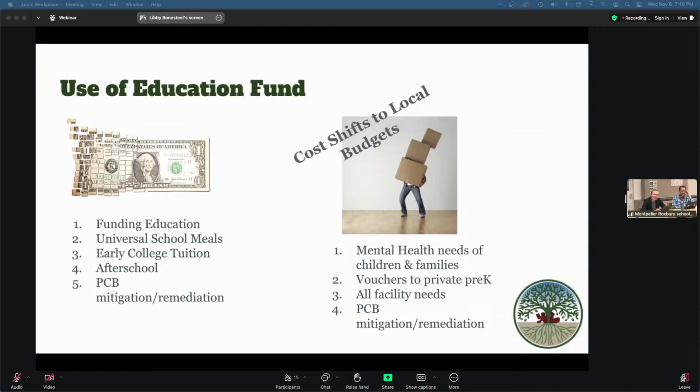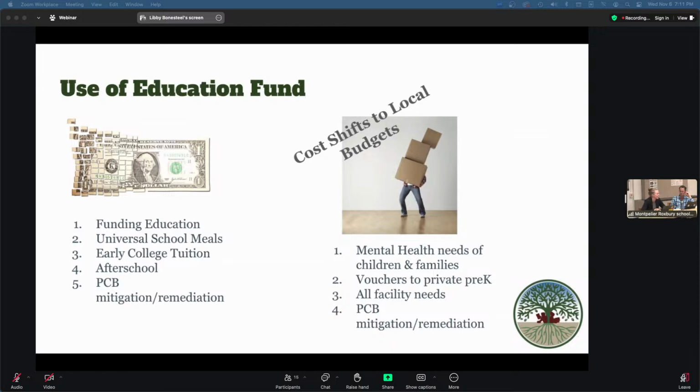And then it has had PCB mitigation and remediation, and that money is now all used up because of all the PCBs that have been found in schools. That did come off the top of the education fund. But it's all used up, what the legislature has set aside for that in the education fund. So now that shifts to local budgets. If we move over to the cost shifts to local budgets, the state has pretty much level funded mental health needs of children and families.